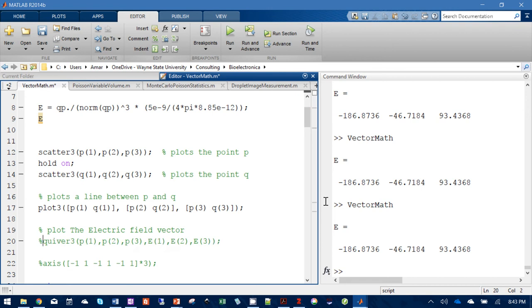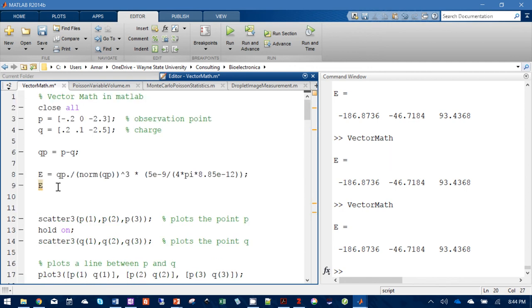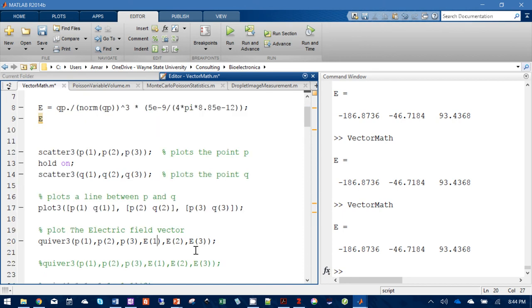Now, another thing we could have done, instead of plotting the electric field vector, we could have just plotted the vector PQ. Right? If we did that, then, or QP, sorry, we could plot this vector QP1, QP2, then QP3. What are we going to see now? What is this vector going to represent? The vector between the 2 points, exactly. Let's run this.